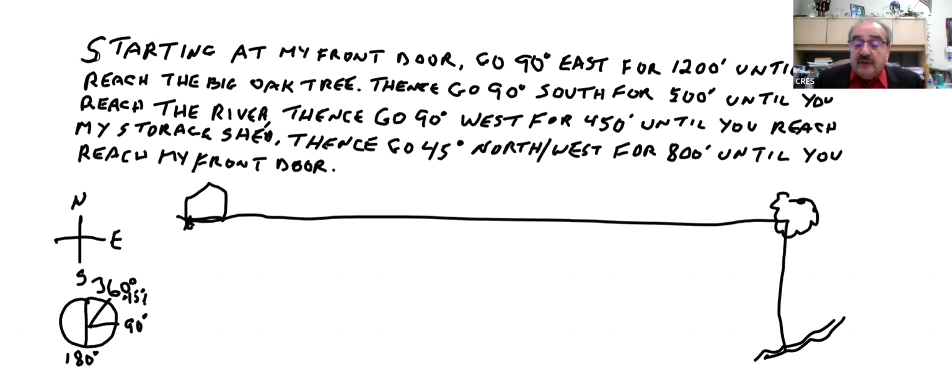90 degrees west, 450 feet till I reach my storage shed, which is located right here. And then I'm facing my storage shed. And the last step, I have to go northwest. If you look over here on my compass, halfway in between, northwest for 45 degrees, back to my front door. So that's the shape of that property.